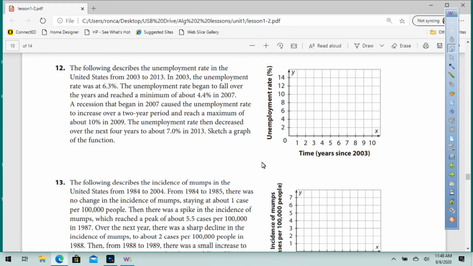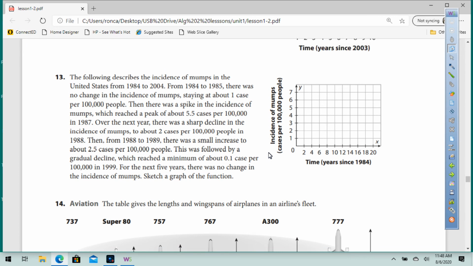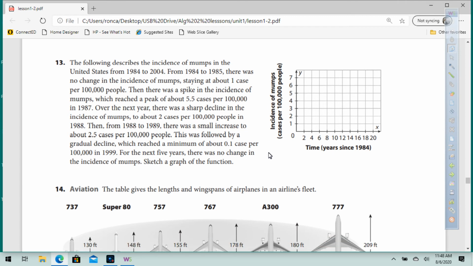Number 13. The following describes the incidence of mumps in the United States. I would like for you to try this one on your own, following the pattern of the last two.